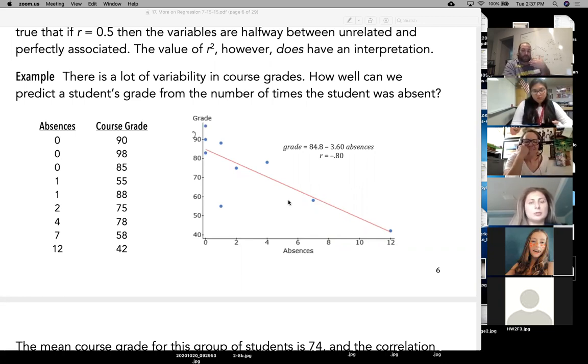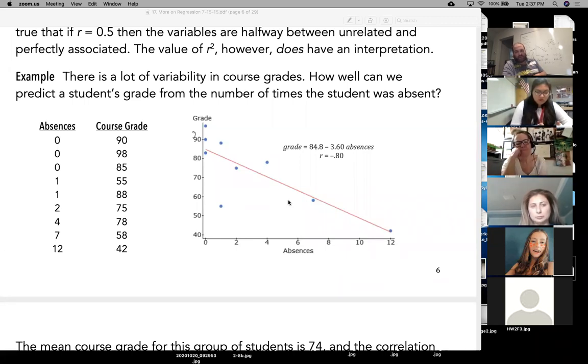If I look at people's grades and I see people with the same number of absences, they're not going to have the same grades. Right? You see that, Miriam? So absences alone does not perfectly predict grades, but does it predict them reasonably well?